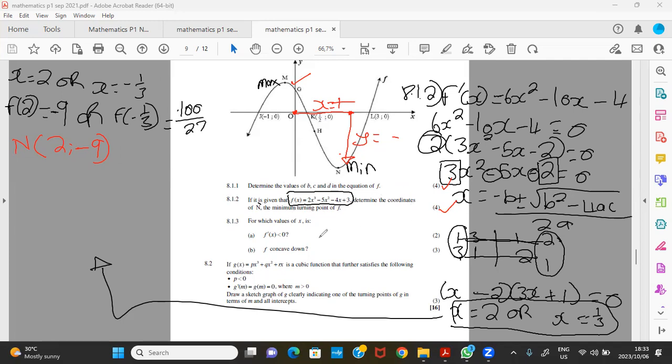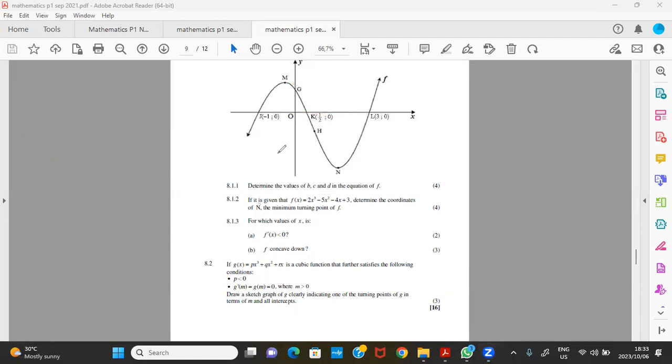So I guess we are good with those two so far. I'm just going to move on to the next one. So what do we have now? 8.1.3.